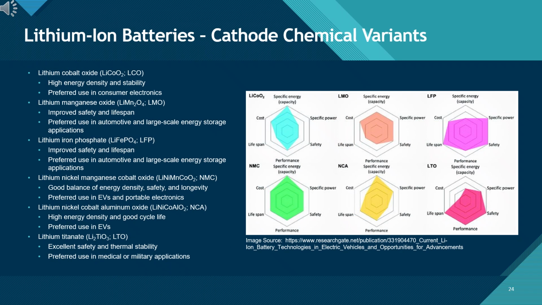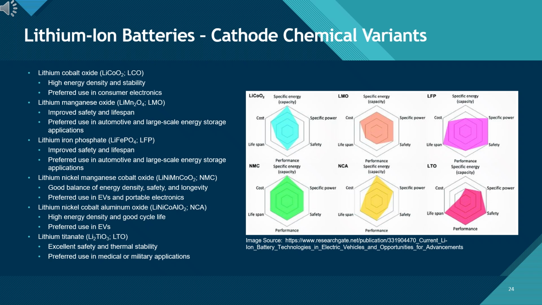Lithium-ion batteries, cathode chemical variants. Lithium-ion batteries come in several cathode chemistries, each with a very different personality. On this slide, we have 6 of the most common types: LCO, LMO, LFP, NMC, NCA, and LTO, and I'll briefly touch on each. LCO offers high energy density, so it's widely used in consumer electronics.